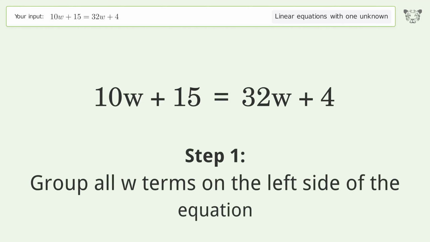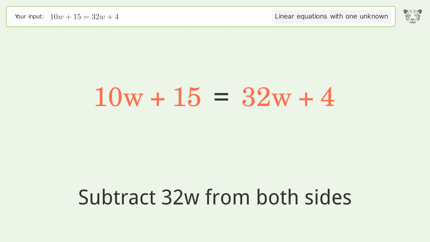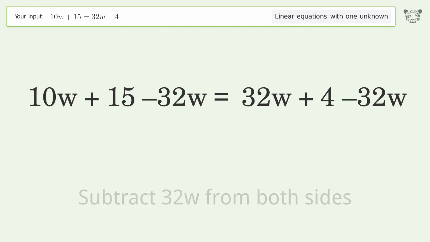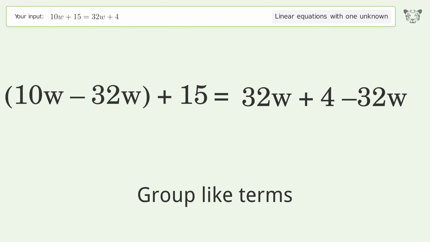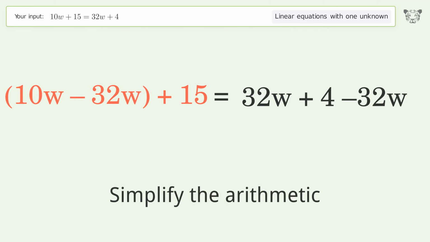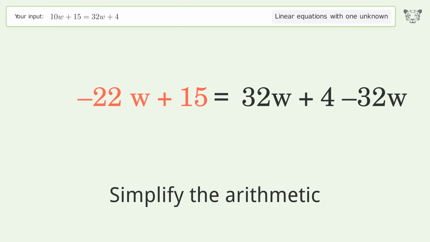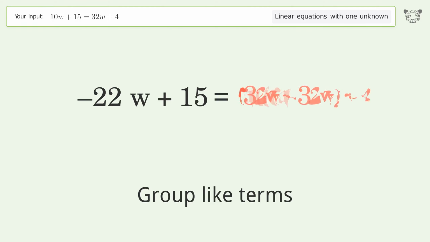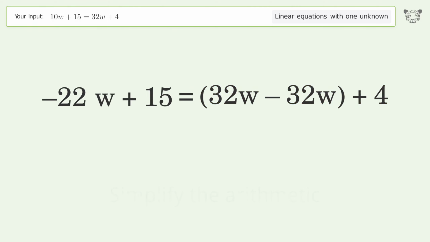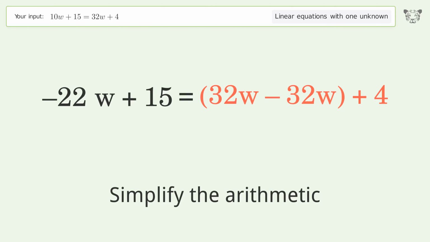Group all w terms on the left side of the equation. Subtract 32w from both sides. Group like terms. Simplify the arithmetic. Group like terms. Simplify the arithmetic.